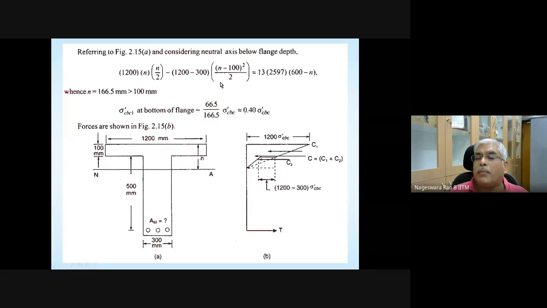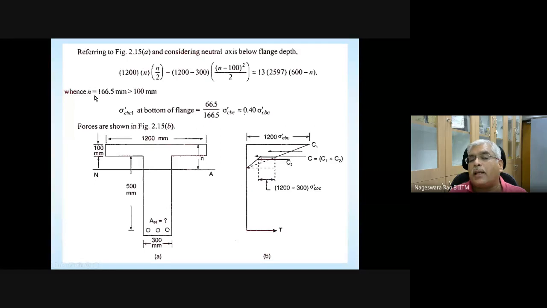multiplied by the lever arm distance. Lever arm distance of this portion is going to be n minus 100. So this total depth is n, and this thickness is 100. So n minus 100 divided by 2. So it's going to be here. Please cross check this relation, and everything is known here. Using the approximate value of area of steel, you can easily find the neutral axis depth.